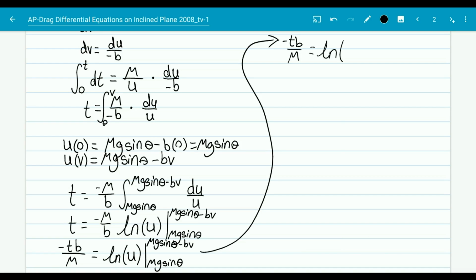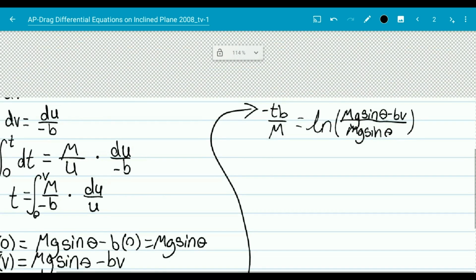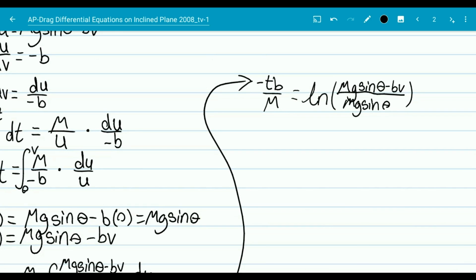And so what we're going to get is the natural log of (mg sin θ − bv) over mg sin θ. The next step, which you might be able to tell, is we're going to raise e to each side, and that'll bring down the natural log. So when we do that, we get e to the negative tb over m has to equal e to the natural log of something. That's just going to cancel the e and the natural log out.